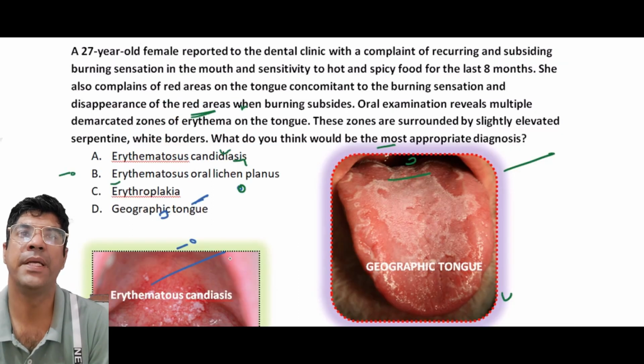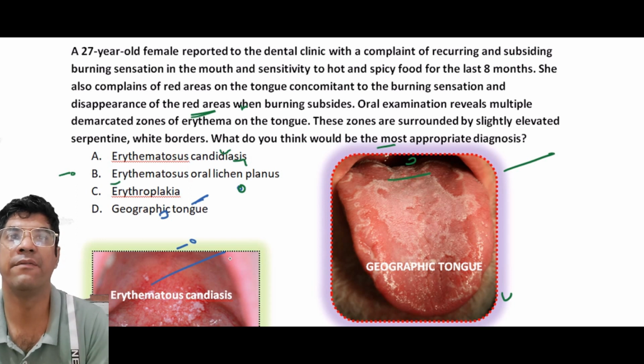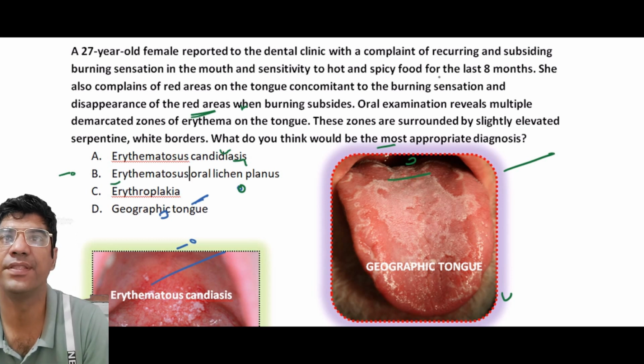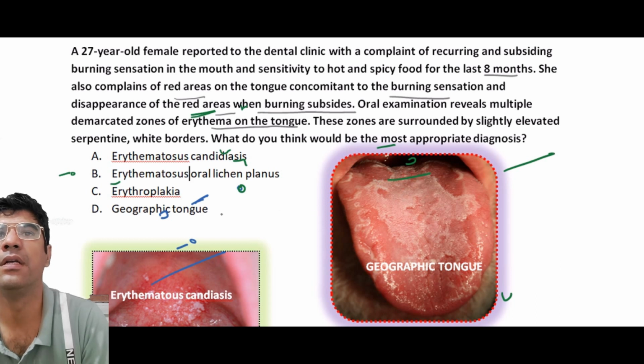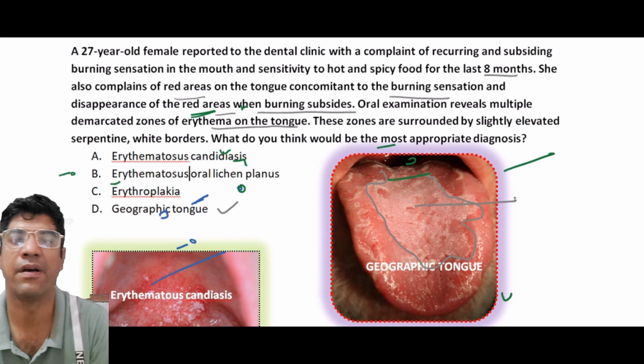A 27 years old patient reported to dental clinic with complaint of burning sensation in mouth, sensitivity to hot and spicy food for last 8 months. She complains of red area of tongue with burning sensation, disappearance of red areas when the burning subsides. There is demarcated zone of erythema on tongue with slightly elevated serpentine white borders. So your diagnosis is geographic tongue. The serpentine borders, snake-like borders, are the characteristic of the geographic tongue.